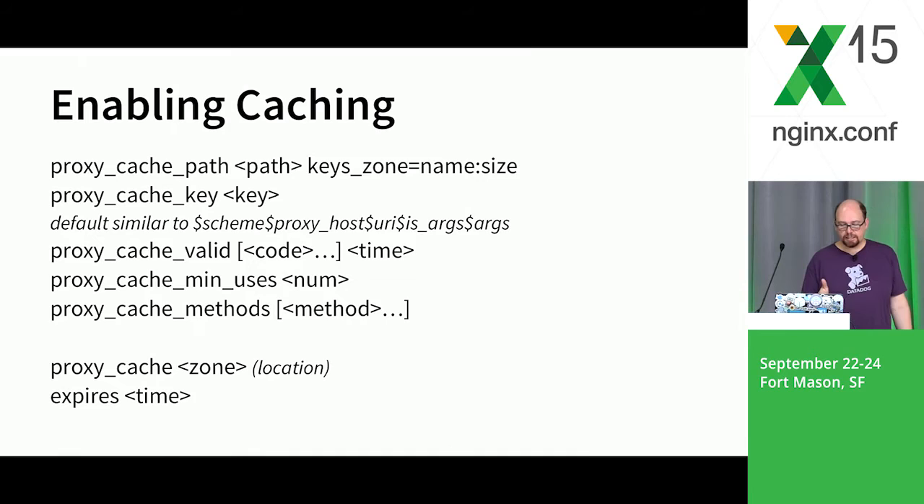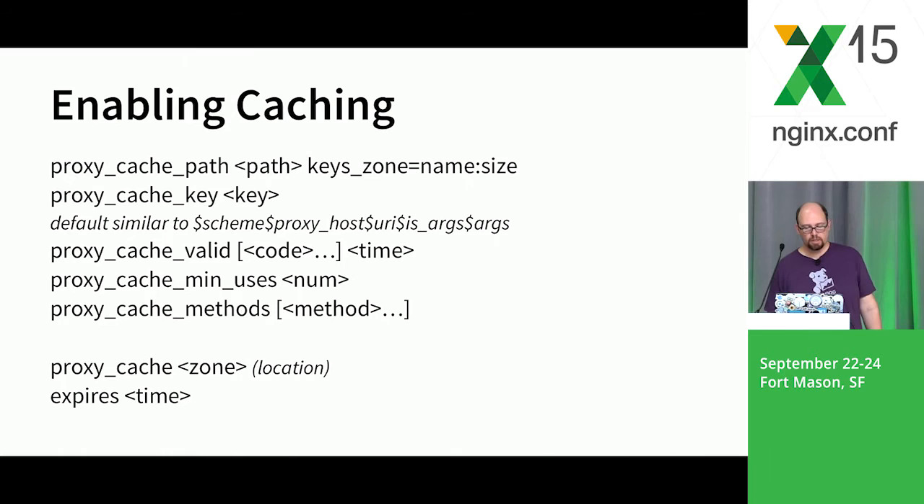Proxy cache valid says, if I have a 200 response code, that's going to be valid for a maximum of 10 minutes or so. But for a 404, let's drop that cache validity to 10 seconds. Proxy cache min uses is just saying, what's the minimum number of times that this asset needs to be served before it gets cached? If I say 2, then the first time it gets served, we're not going to cache it. But the second time, it's going to go ahead and get cached. Proxy cache methods just says I can cache anything with a GET or a POST or something else.